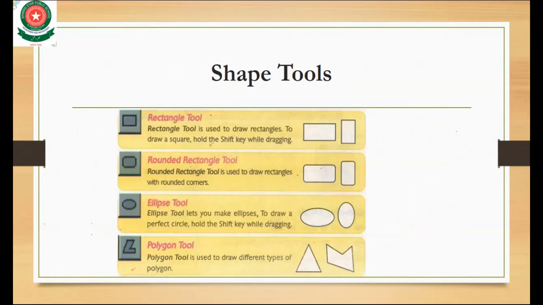Ellipse tool. By using an ellipse tool, you can make an ellipse. This is your ellipse, see on the diagram of the ellipse tool. By using an ellipse tool, you can also draw a perfect circle by holding the shift key and then dragging. Then is the polygon tool. It is used to draw different types of polygons.